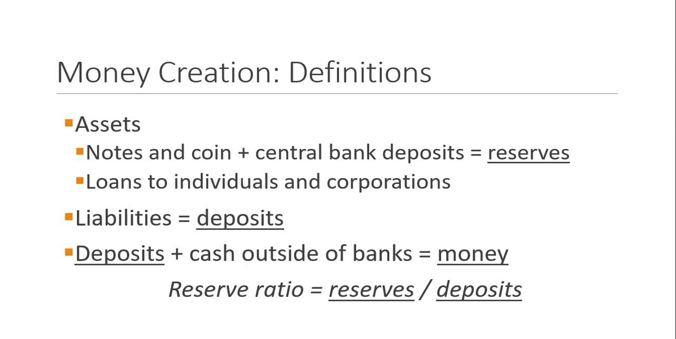The other prime asset of a bank is loans made to individuals and corporations, loans made to customers. So our assets are our reserves plus our loans. The primary liabilities of a bank are deposits taken in from customers. And when we add deposits to cash outside of banks, so cash in the pocket of an individual, or in the cash register at a company store, deposits plus cash outside of banks equals money.